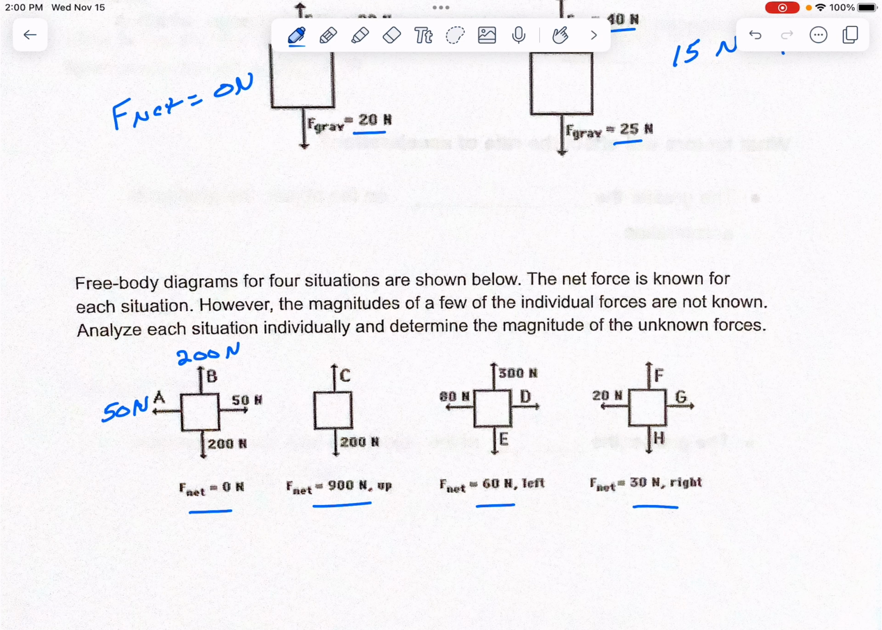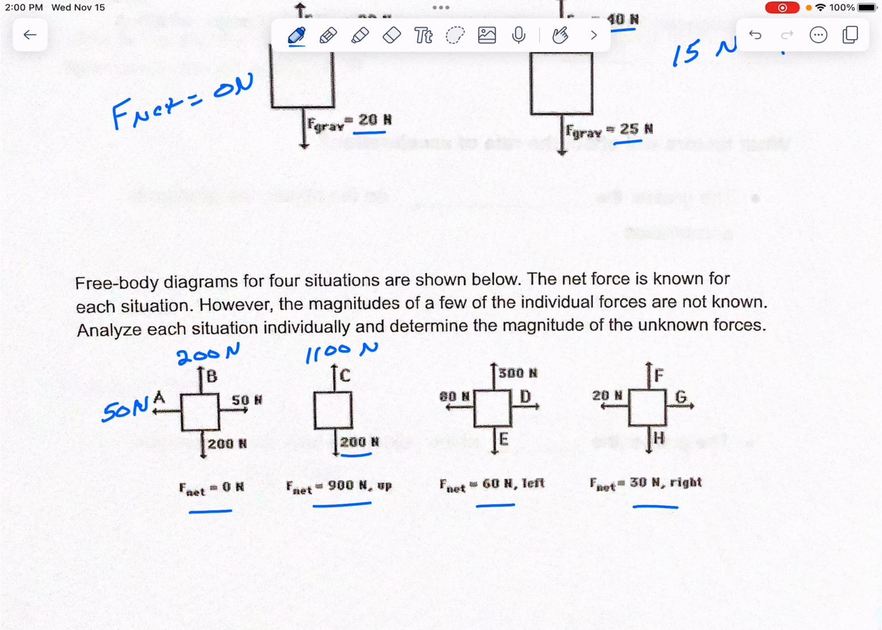Now, the next one is I want 900 newtons up. So this one you got to be really careful. I see a lot of students, what they do is they'll say this is 700, okay, because they see this 200, and they say 700 plus 200 gives me 900. But you got to remember is this 200 is going against you. So what minus 200 would give you 900? And that would be 1100 newtons. Okay, so that would finish that.